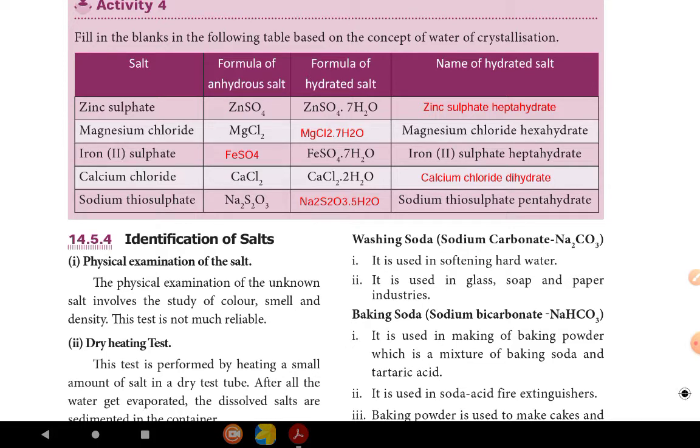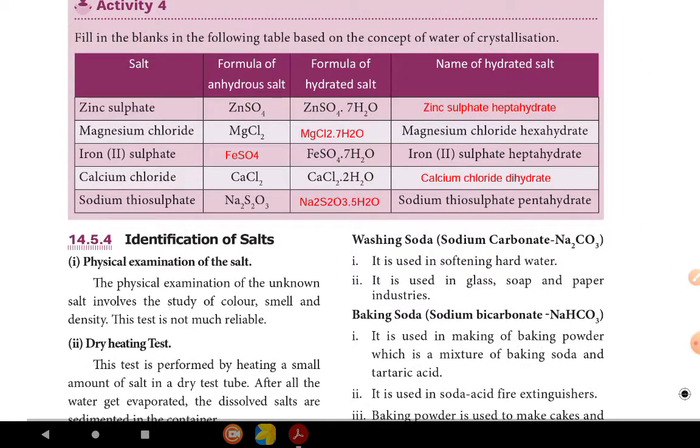Okay. So here the formula is given, the formula of the hydrated salt and the name of the hydrated salt. I will just deal with a few of them and then I will pass on. See here, children, first one is given. Let's see what it is here. Okay, the first salt is zinc sulfate. The formula is given as ZnSO4. Formula of hydrated salt: when there are water molecules present in it, you write it as ZnSO4 dot, and for 7 molecules, you put a dot and then write 7H2O. The name of the hydrated salt is zinc sulfate heptahydrate.